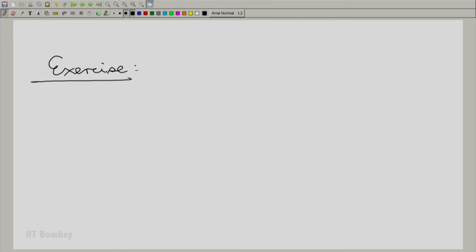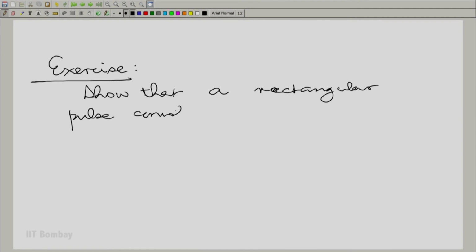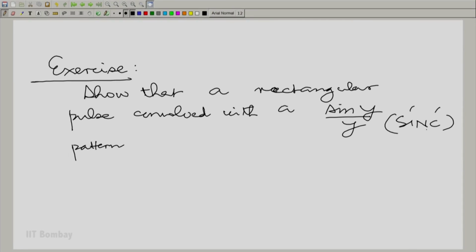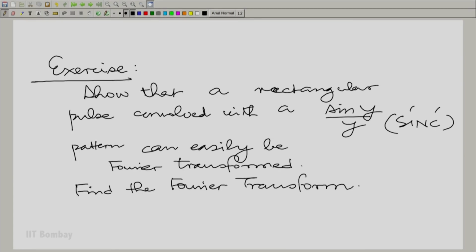In fact, let me give you an exercise in that direction. Show that a rectangular pulse convolved with a sin x by x or sin y by y, whatever you want to call it, pattern, can easily be Fourier transformed. In fact, we have given this a name and we will give this name again. This is often called a sinc pattern. Find the Fourier transform. You could choose your width of the rectangle and the size of the main lobe, that is yours. In fact, play around with that. This exercise is meant for you to understand that.